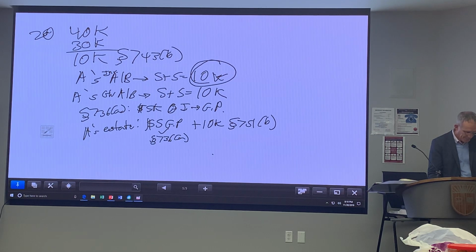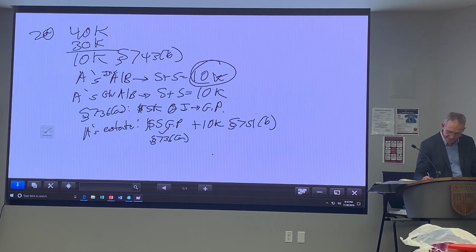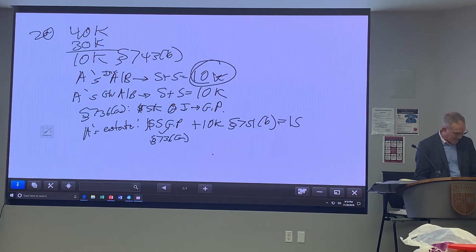Okay. So if he receives this $15,000, and he receives a total of how much? $45,000. How much is left to distribute to him? He's got to get $30,000 more, right? Everyone agree? He's got to get $30,000 more of cash.